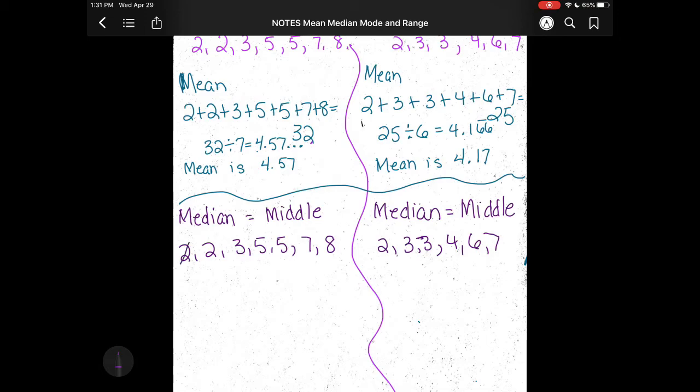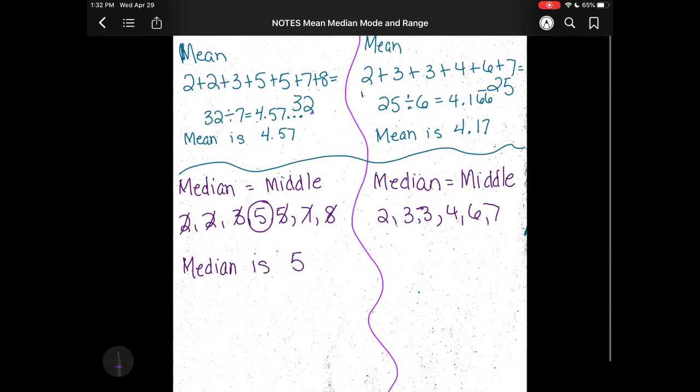So on the first one, we're going to take off our 2 and our 8, our 2 and our 7, our 3 and our 5, and we're left with this 5 in the middle. So our median is 5.